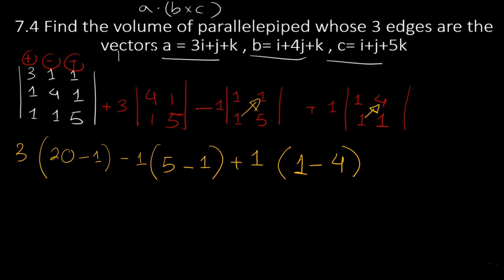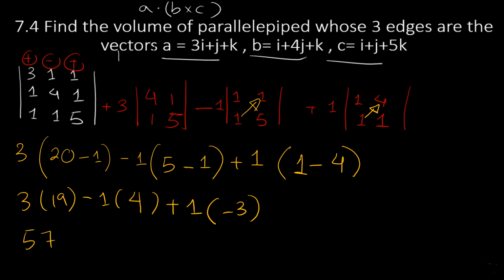Now let's just simplify this. So this is 19, -1 times 4, then plus 1 times -3. And if you multiply it, you will get 57 minus 4 minus 3, and this gives 50. So 50 is the volume of the parallelepiped.